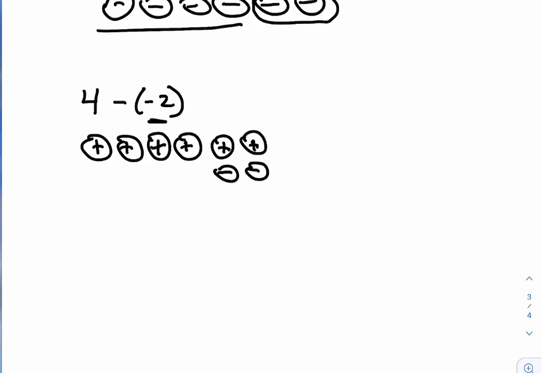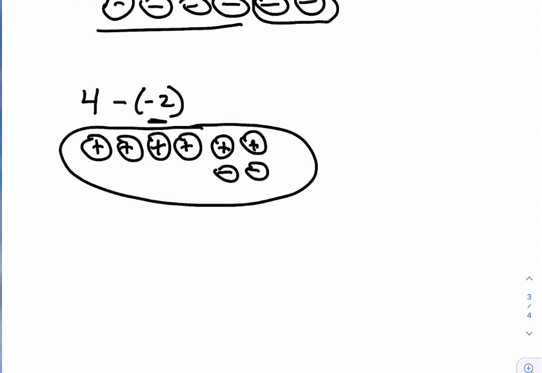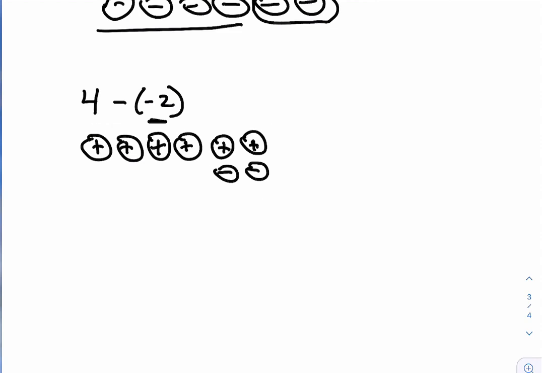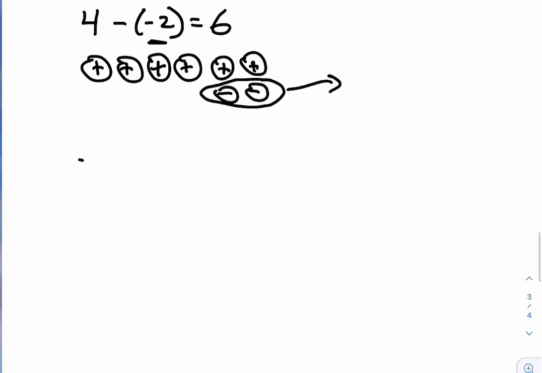So I just added 2 0 pairs, but when I'm asked what is this as a whole, what value is represented here, it is still positive 4. But you'll notice now there are 2 negative chips available for me to take and remove. So I'm going to now subtract those, remove those, and I'm left once again with the remaining chips are my answer. So my remaining answer is a positive 6. Let's try another one here.